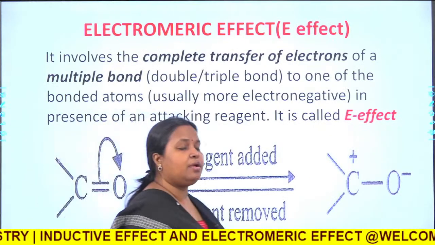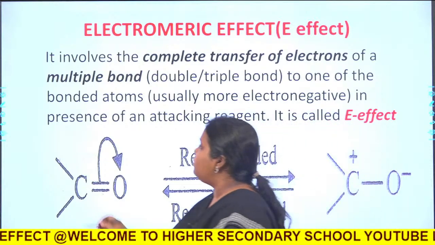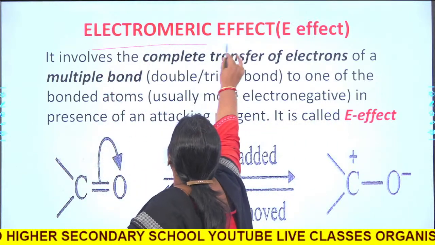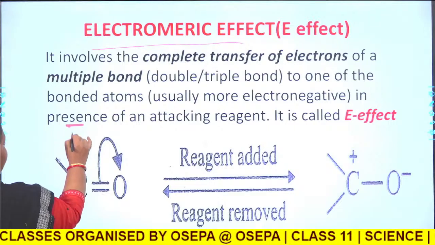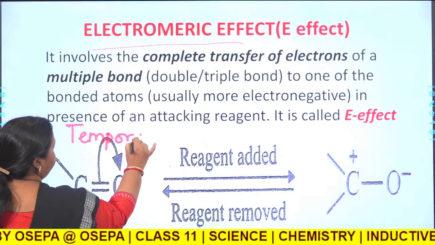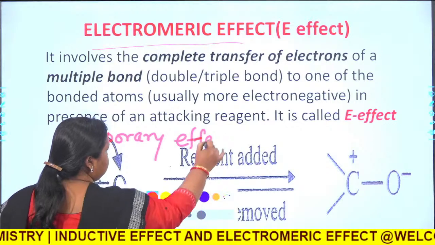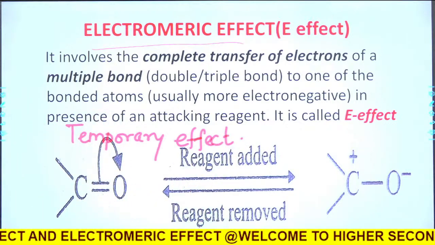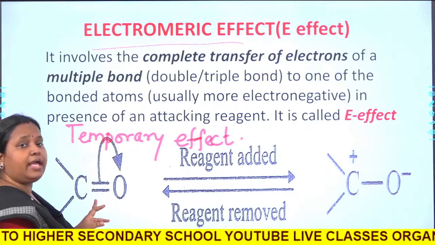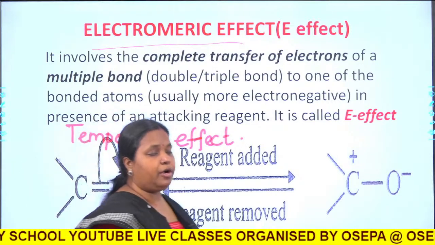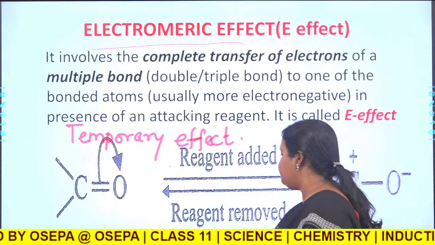Now this is all about our inductive effect. Now let us discuss another effect, that is the electromeric effect. As I told you in the beginning, the electromeric effect is a temporary effect. It happens only if there is the presence of a double bond or multiple bond, that is a double bond or triple bond. Then the electromeric effect will be there.